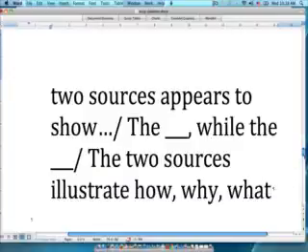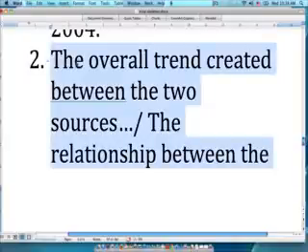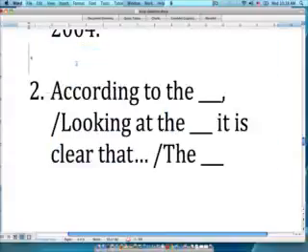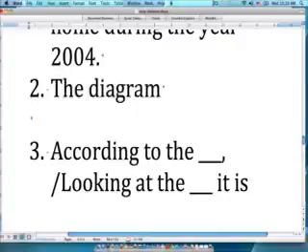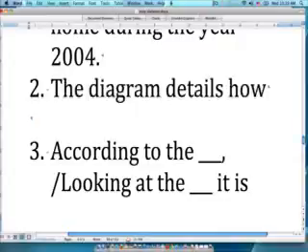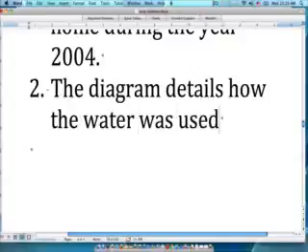So let's write our sentence here. Now we're talking about a diagram and a graph, and each source tells us something a little different about the information, but they both pertain to the same core, which is water usage in Australia. So let's write the diagram details how the water was used. I'm using was because this is in 2004. It's something that has started and finished.